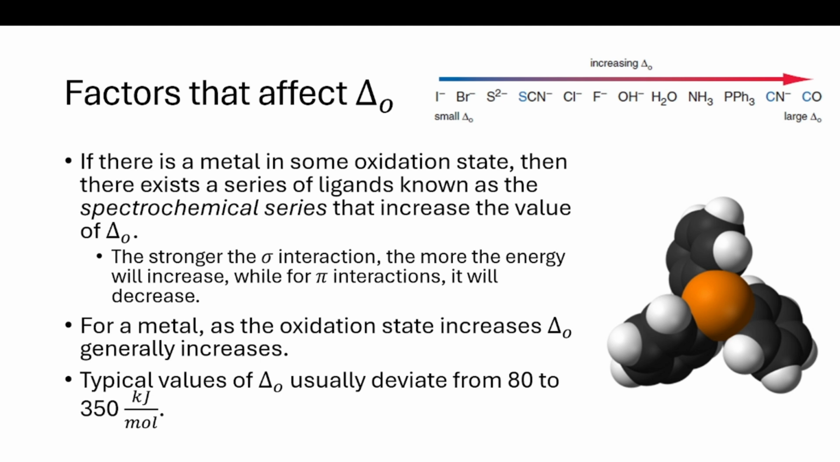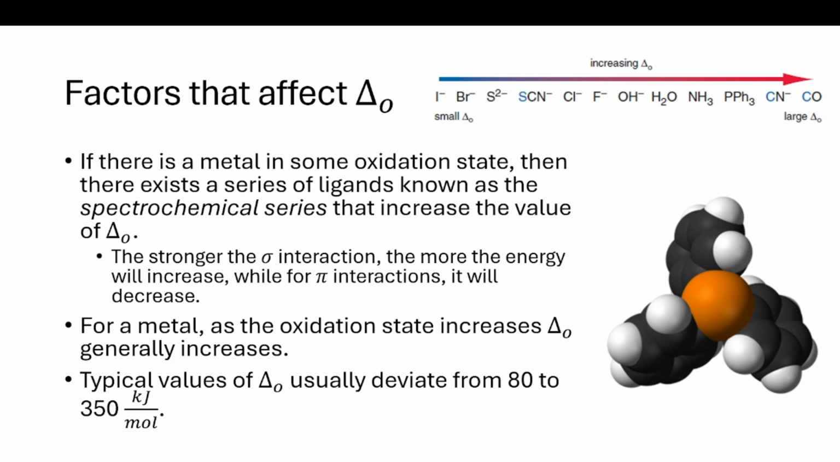That's enough about pi interactions for now. Let's talk about the octahedral splitting energy. As I said, this is essentially going to be the gap in energies between the T2g and Eg orbitals. And if we have some metal in some particular oxidation state, then there has to be some sort of series that affects the octahedral splitting energy. And in fact, we do have one, known as the spectrochemical series.